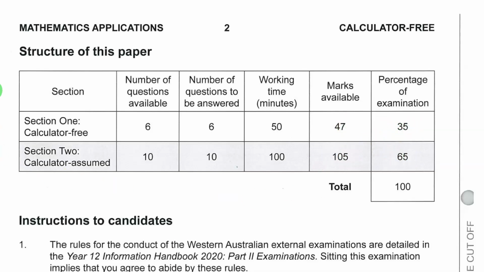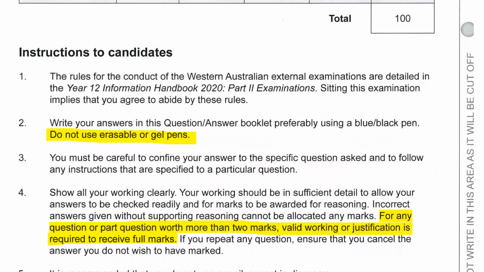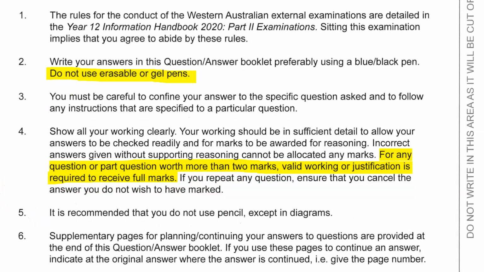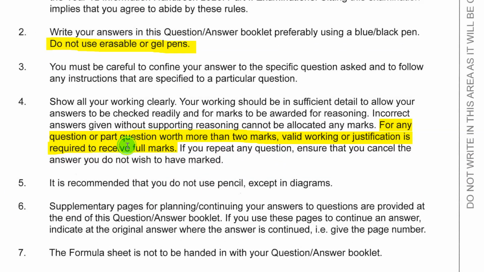The sort of main instructions on the second page here are a reminder to candidates not to use erasable or gel pens because the scanning process tends to, there's a chance that anything written with an erasable or gel pen, the heat can make it disappear. And also that we've got to show working on questions worth more than 2 marks. But we're just about to have a look at how many questions are actually worth that. So, well, let's go there now.